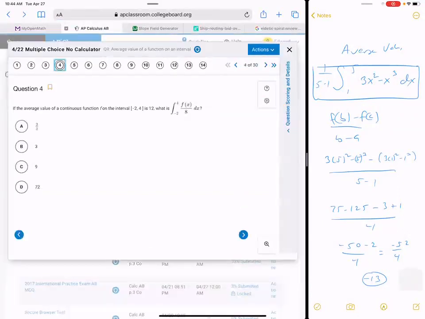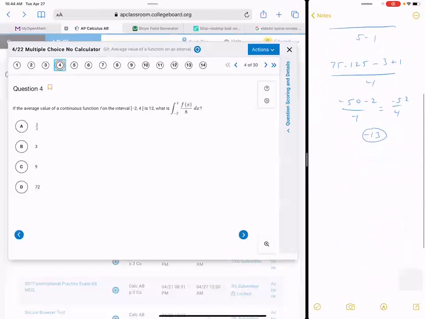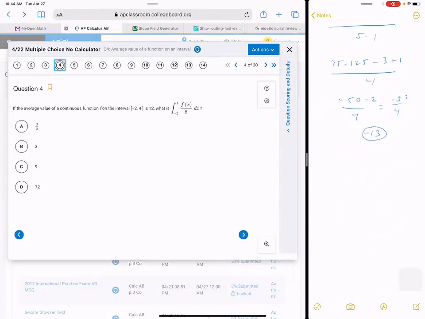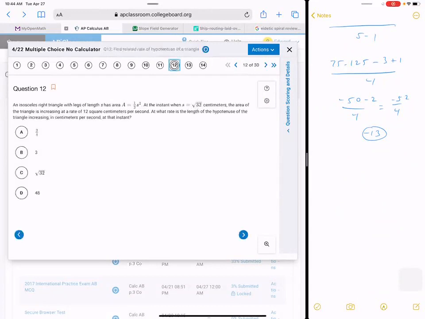Okay, question number 4. Find the average value. Okay, now it's finally average value. Oh, we did this one too, didn't we? Can you do question 12? Sure, let's jump to question 12. Okay, here we go. Question number 12.